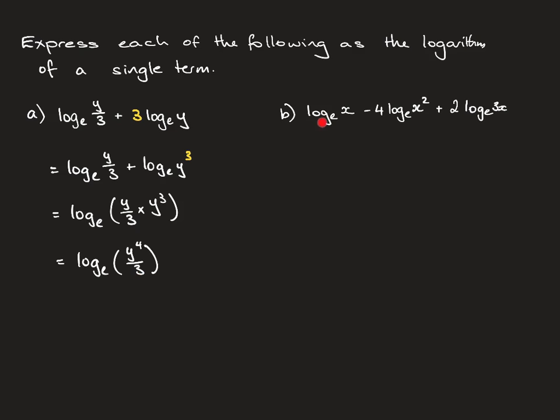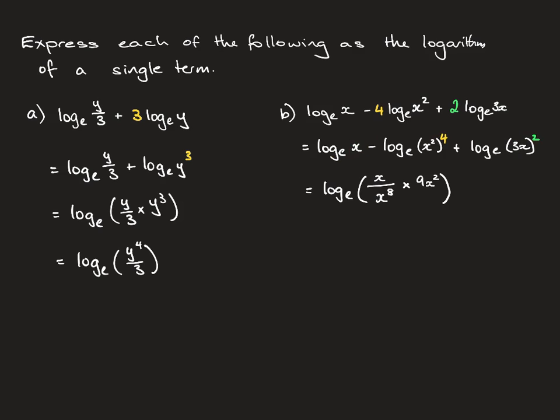So let's do the same with this one over here. We're going to use the log law to move the 4 here to become a power, and the 2 here to also become a power. Now we have logs of all the same base, so we can apply the log laws, where we divide these two numbers and then multiply by this number. Then we tidy this up a couple of times and end up with the logarithm of a single term.